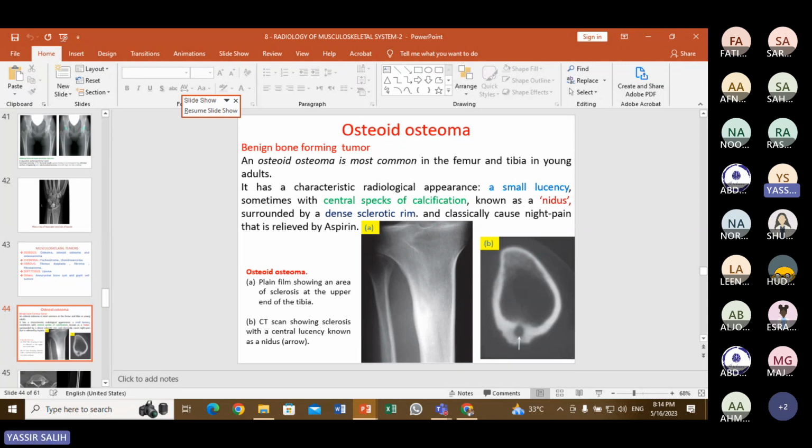Where is the common site for osteosarcoma? Around the knee. In which part of the bone, the epiphysis or the metaphysis? Yes, the metaphysis. Around the knee, the metaphysis. What other features? Sun ray appearance and Codman triangle, periosteal reaction.